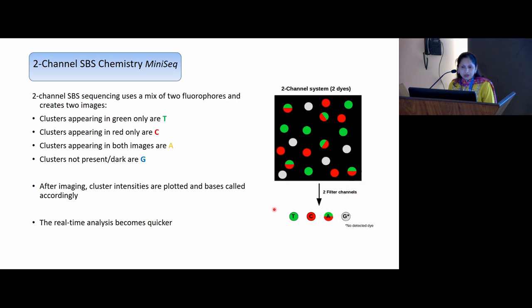In 2-channel chemistry, which is used in MiniSeq, it uses a mix of 2 fluorophores and creates 2 images. The clusters that appear in green are T. The clusters which appear in red are C. The clusters which appear in both images are A, and the clusters that are dark are labeled as G. So after imaging, cluster intensities are plotted and bases are called accordingly. In two-channel chemistry, the real-time analysis becomes faster.